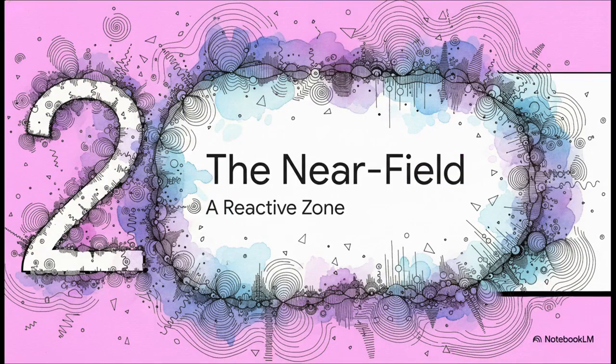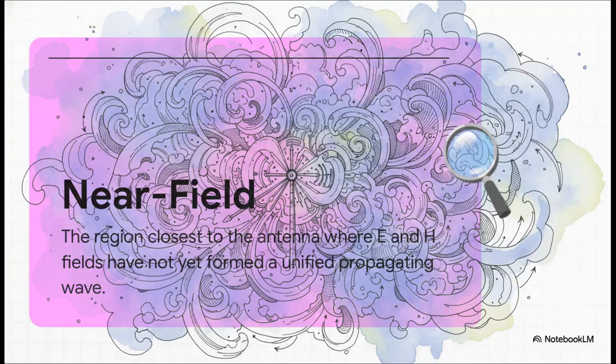So now that we know how a wave is born, let's look at the area immediately surrounding that antenna. This place is not simple. It's a complex, reactive zone where the rules you think you know don't really apply yet. What you've got to remember is that in the near field, the E and H fields haven't locked together yet to form that unified traveling wave. I like to think of it like the turbulent water right behind a boat's propeller. There's a ton of energy churning around, getting stored in the fields, and then whoosh, it just gets returned right back to the antenna on each cycle. It's not actually radiating away efficiently.